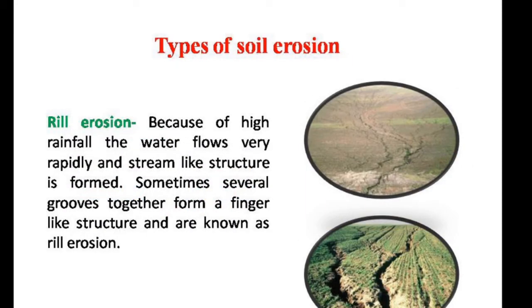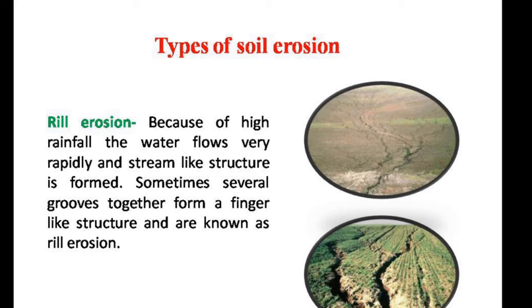Then the next type is rill erosion. It is the second type of erosion. It is caused because of rainfall. When water flows very rapidly through the field, finger-like structures or grooves are formed, and these several grooves together run towards the same slope and lead to the formation of gully erosion.